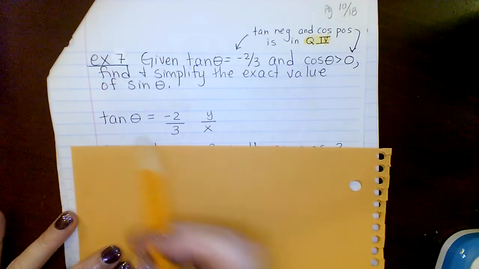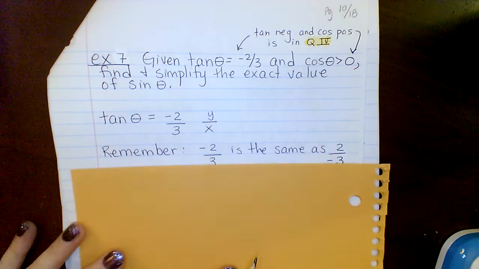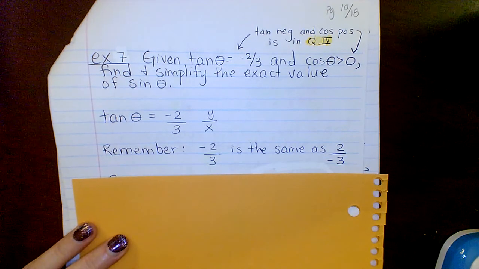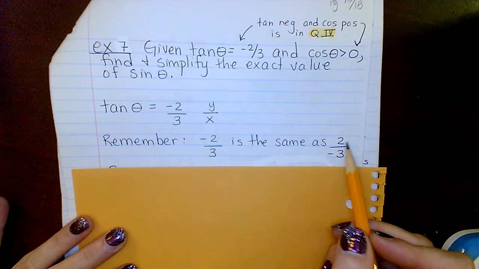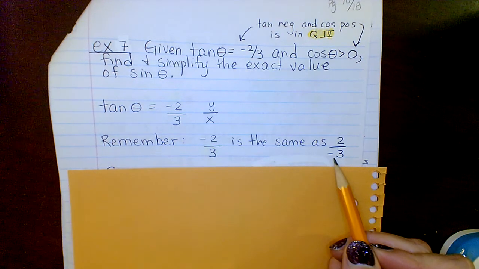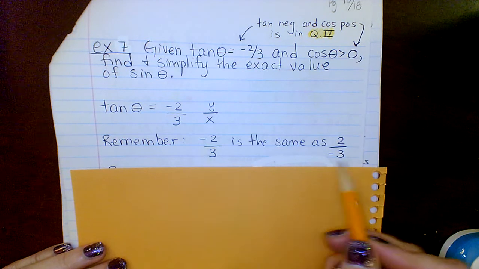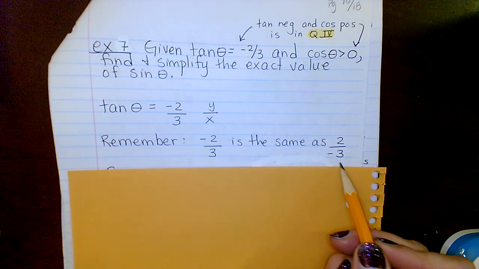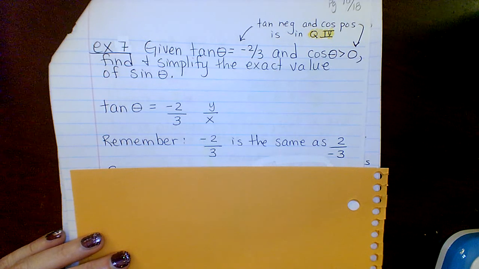So we have that tangent theta is -2/3. We know by definition that's y over x. But, here's where that quadrant's going to be important. -2/3 is the same as 2 over -3. It's just more standard practice that we put the negative on the top. Because if that negative had been on the bottom, it'd be the same thing, but we just typically write it on the top.